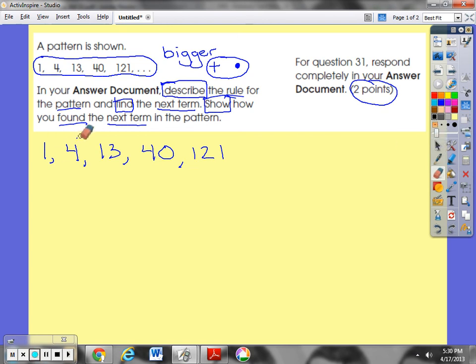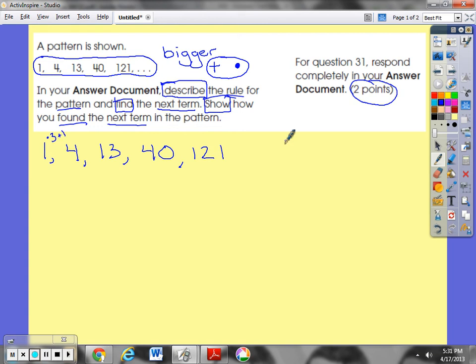I also know that 1 times 4 is 4. So if I multiply by 4, I get 4. But if I multiply 4 by 4, I get 16 and not 13. So it's not just straight multiplication. It must be a combination of both addition and multiplication. What can I multiply by 1 to get close to 4? If I multiply 1 by 3, I get 3. And then if I add 1, I will get 4.